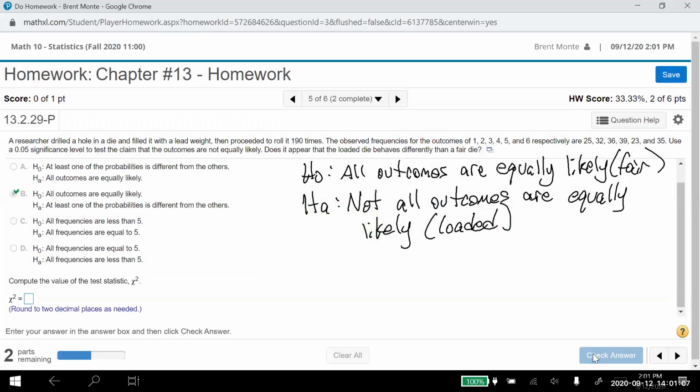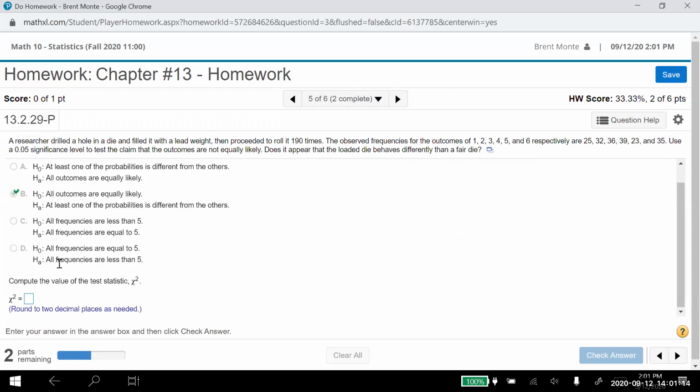We're good there. Compute chi-squared. So let's go here. The only difference here is when I go into StatCrunch, I was trying to find it.